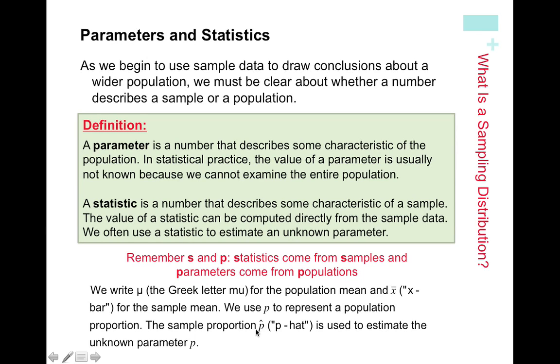We also, just to hit the proportions here, p was the population proportion, p hat is the sample proportion.